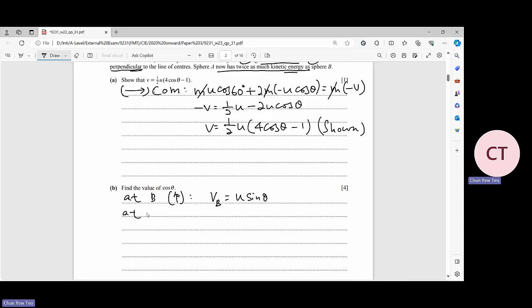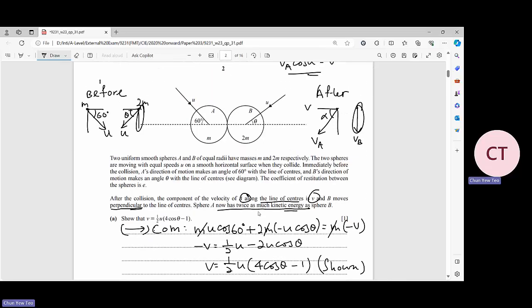Then at A, if you consider the vertical component as well, you have VA sin alpha. VA sin alpha before and after are the same, so VA sin alpha is equal to u sin 60.